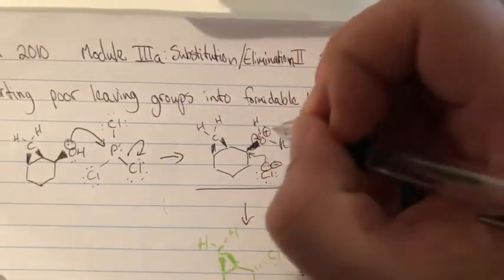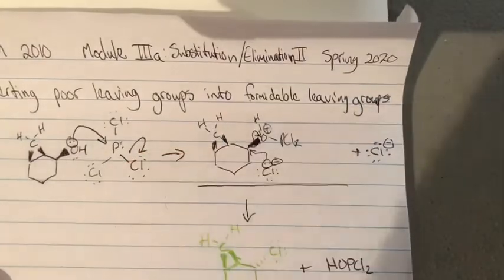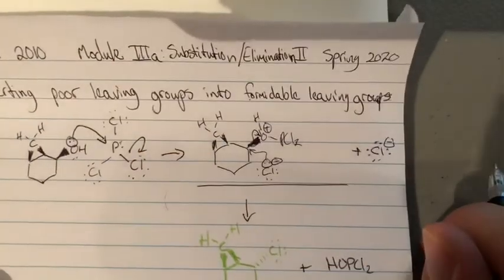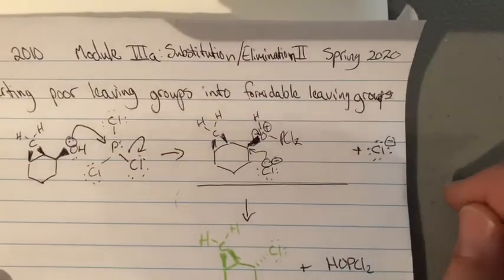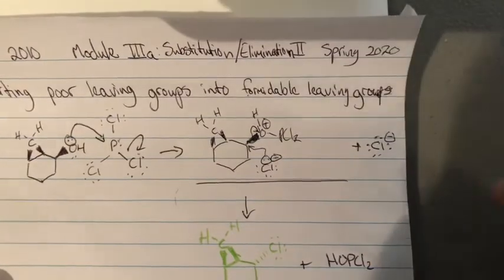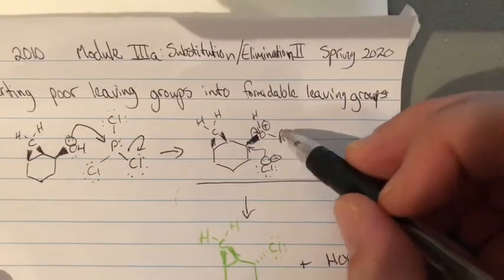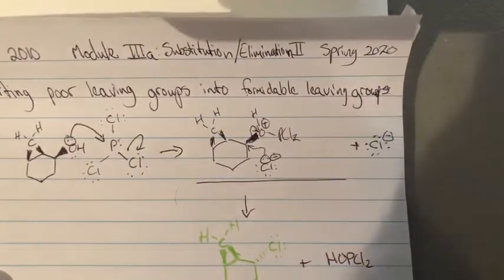Okay, so you can think of this almost like a protonated form of this, where water is going to be a good leaving group if it's OH2 plus. Okay, so it's just analogous. You could just think of this as a hydrogen here.